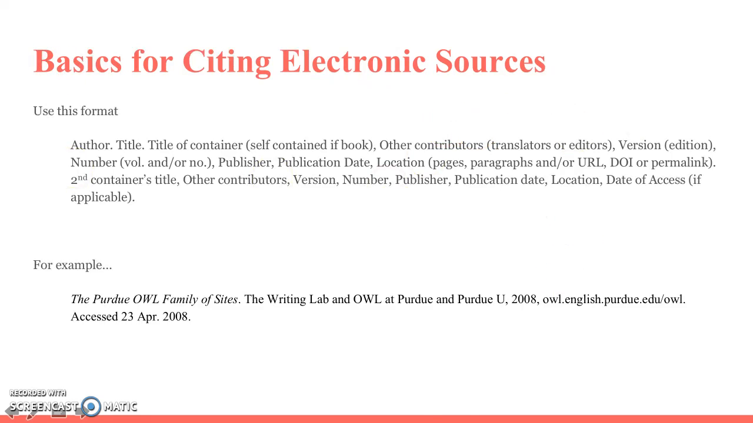So you have the author, title of the container or self-contained if book, other contributors, translators or editors, the version or the edition, like maybe the edition is the first edition, volume 2. You'll write the publisher, the publication date, location, whether that was written in New York or something like that. The second container's title, other contributors, version, number, publisher, publication date, location, date of access, if applicable.